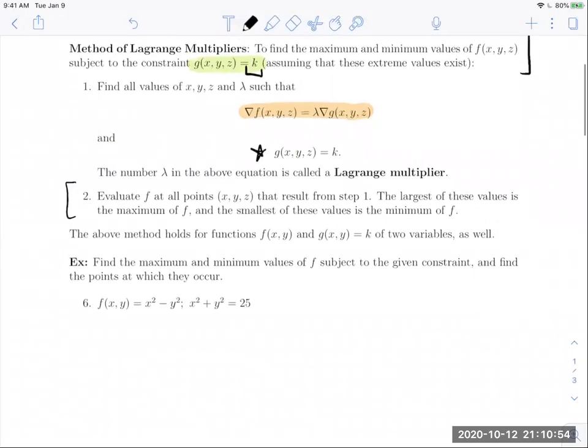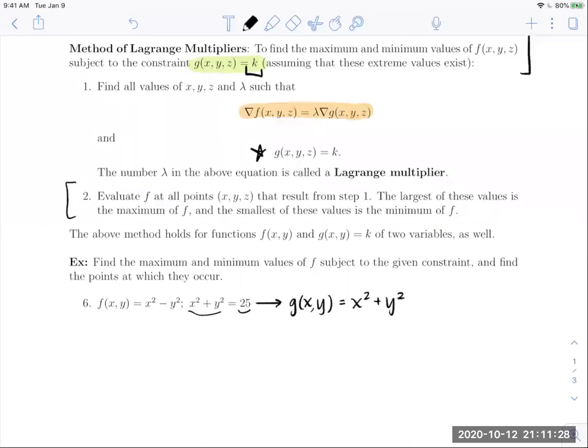So let's take a look at our first example. Find the maximum and minimum values of f subject to the given constraint, and find the points at which they occur. So we have our function x squared minus y squared, and then you see our constraint equation here. Notice that the x and y terms are on one side and the constant is on another. That is the appropriate setup. We want the constant on one side. And if we're going to write this in terms of our notation up above, we would say that g of x, y is x squared plus y squared.